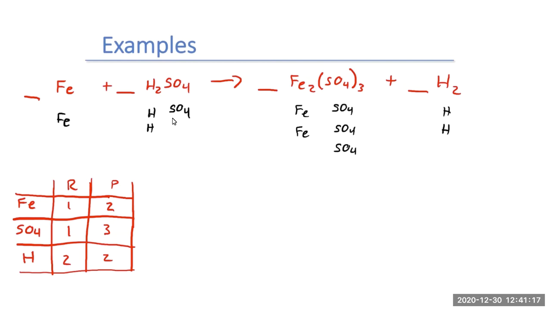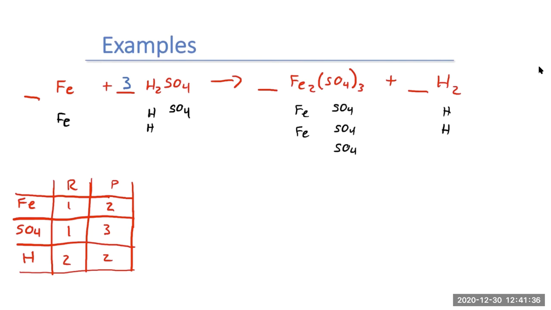To do that, I'm going to try and put a 3 in front here. Putting that 3 in front indicates I have 3 times 2 hydrogens. So now I have 6 hydrogens. And I have 3 times 1 sulfate. So now I have 3 sulfates.